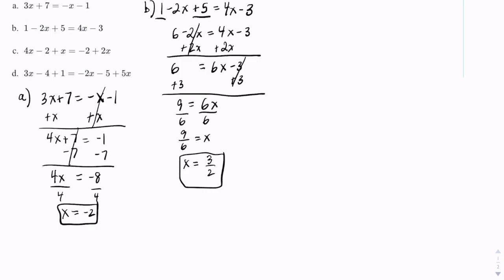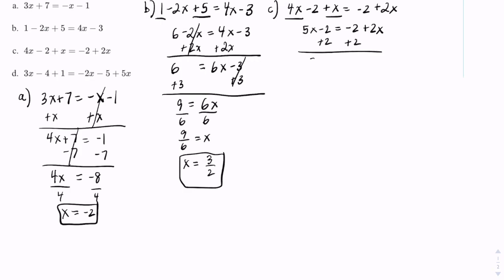Okay, so let's do C. I have 4x minus 2 plus x equals negative 2 plus 2x. So again, I'll combine my like terms on this side. 4x and x is 5x minus 2 equals negative 2 plus 2x. I will add 2 to both sides. So I have 5x equals 2x, right?